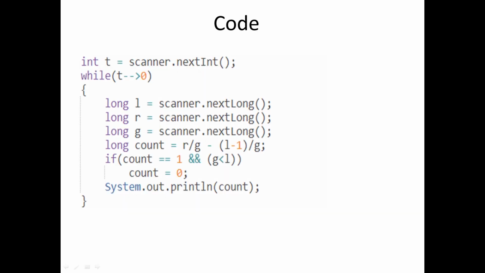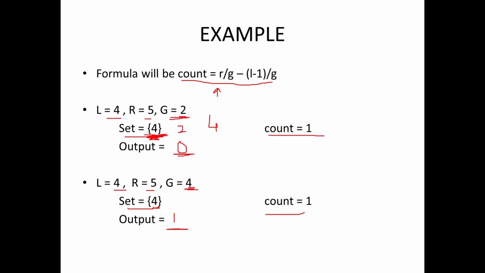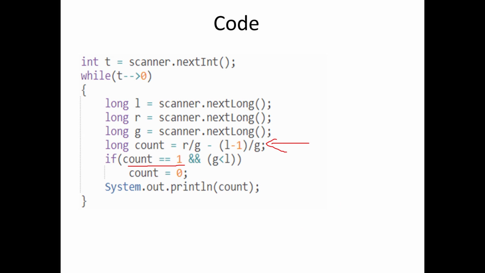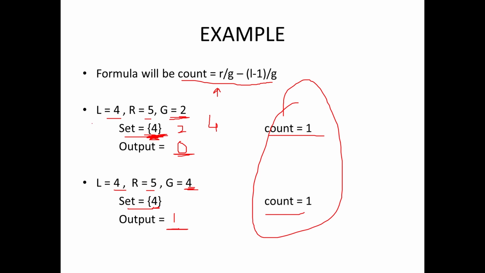Let's look at the code. As I have already told you, we'll calculate the size of the set by this formula, and then we'll check if the value of count is 1, as specified here. Whenever the value of count is 1, we check and then move forward. And this is the condition we have to check when the value of G is less than L. If it lies between L and R, then the count will not be affected, but as we have seen in the first test case here, this affects the result when the value of G is less than the value of R, and the output will be 0.